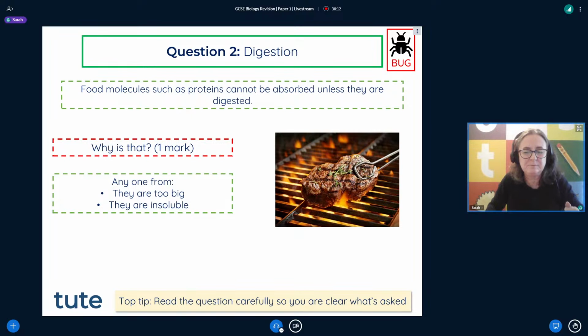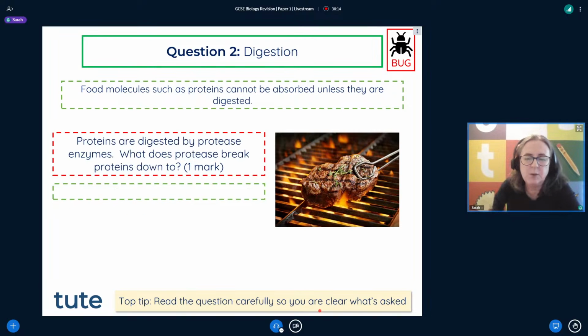Okay, so the next part of this question is asking, proteins are digested by protease enzymes. So what does protease break proteins down to? Again, this is just a 1 mark question. You just need to say one thing to secure that mark. You don't need to write masses.